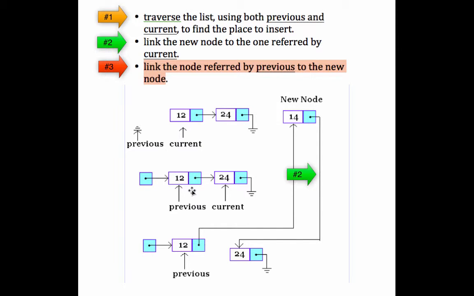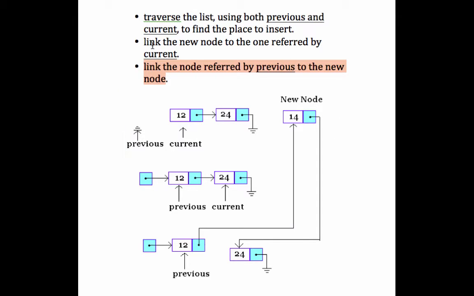And to have access to that one, I'm going to use previous. Okay, so I'm going to use previous that refers to the node that precedes the new one. And I'm going to use the next field to refer to the same thing that new node refers to.